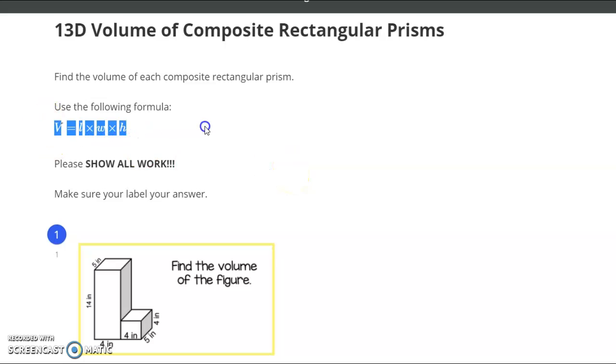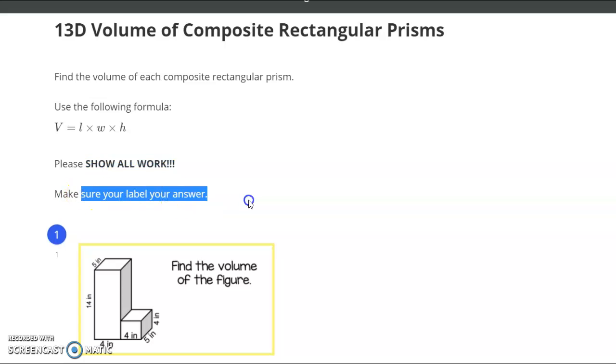You're going to be using your volume formula for your rectangular prisms, which is length times width times height. So again, please be sure that you show all of your work, and please be sure that you label your answers. Since we're talking volume, we're talking units cubed now.